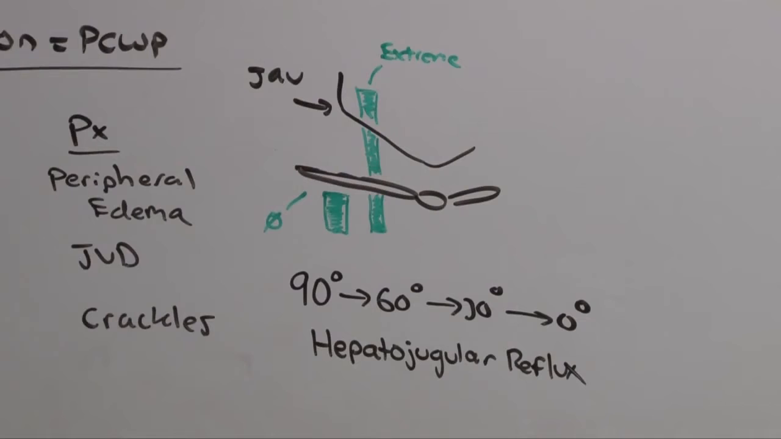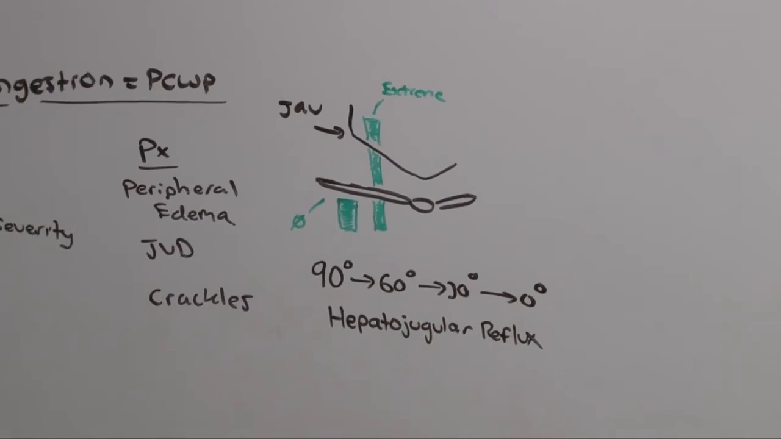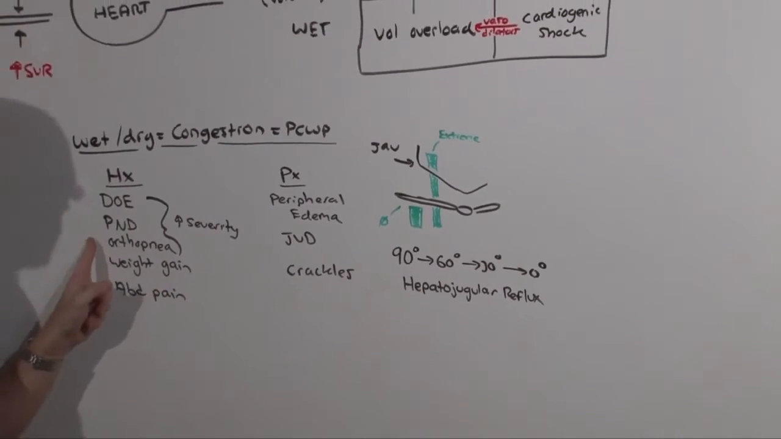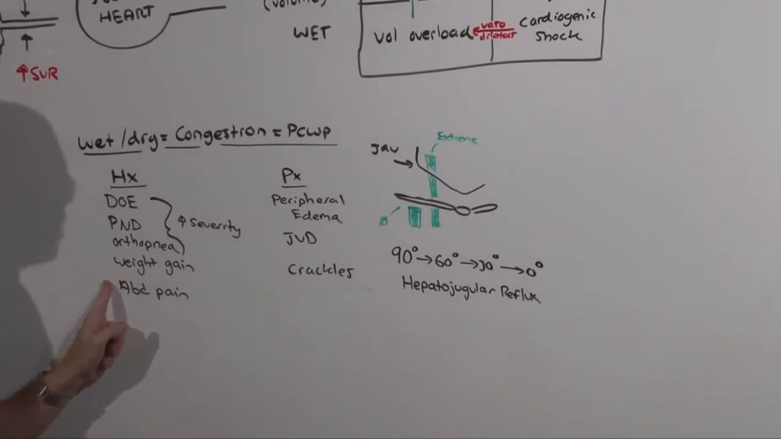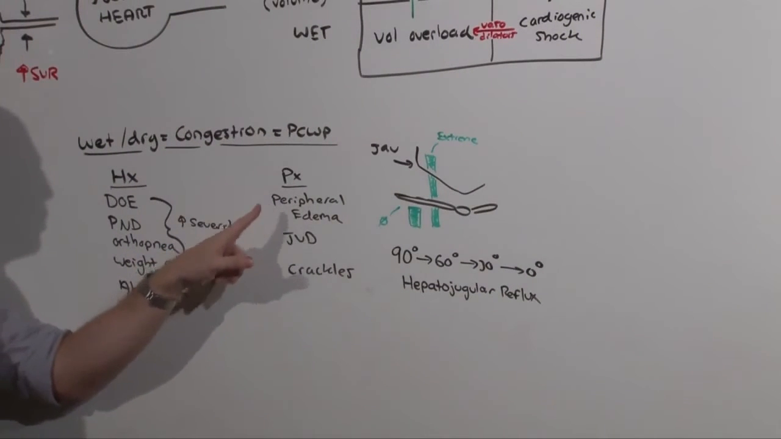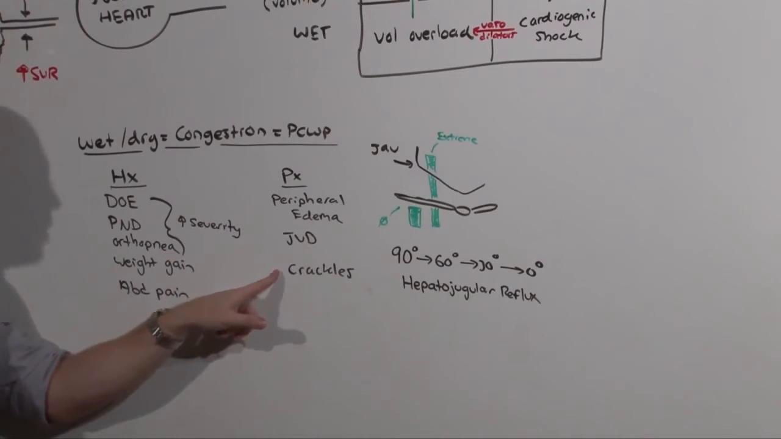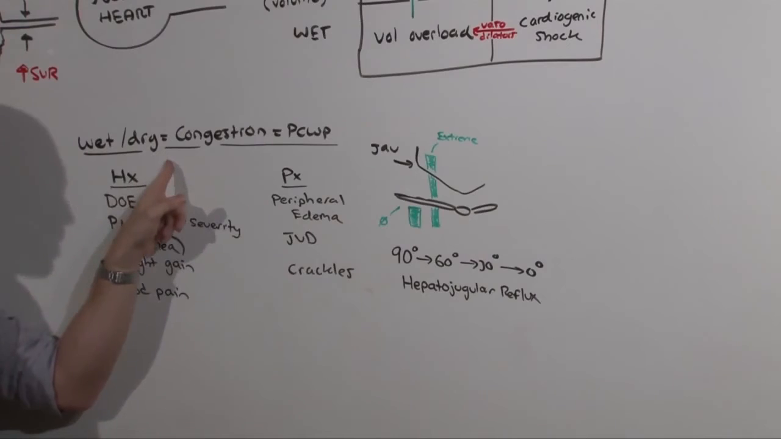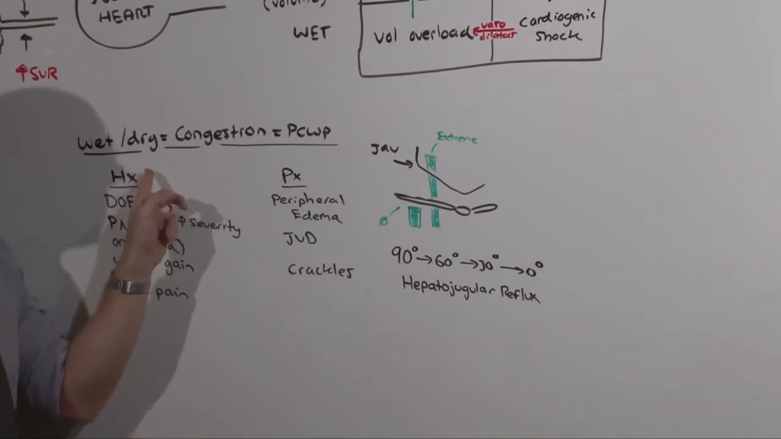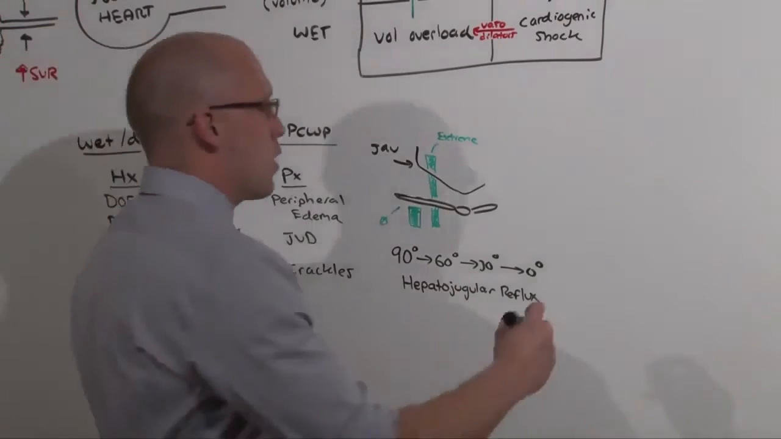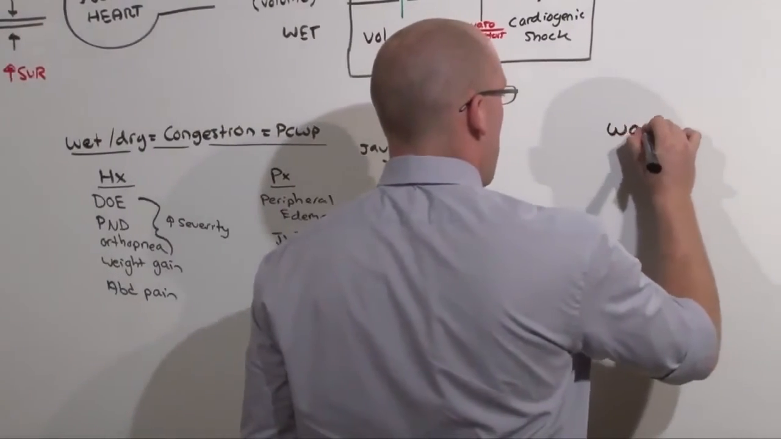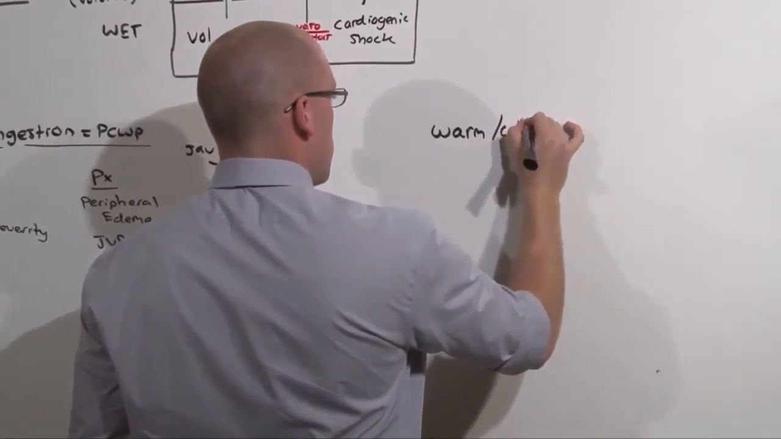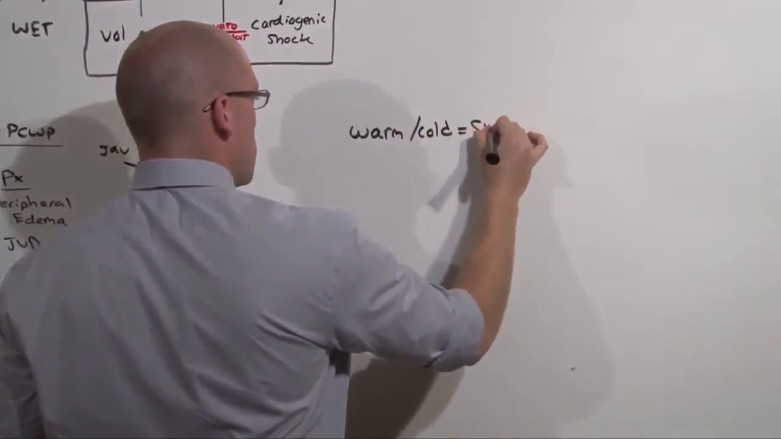So to review, wet and dry is a difference of exacerbation of the typical symptoms of dyspnea on exertion, paroxysmal nocturnal dyspnea or orthopnea, weight gain, abdominal pain, and a physical exam that shows peripheral edema, JVD, and crackles. If they are wet, give them diuretics to make them dry. The other assessment you have to make is, are they warm or are they cold? This is about systemic vascular resistance.